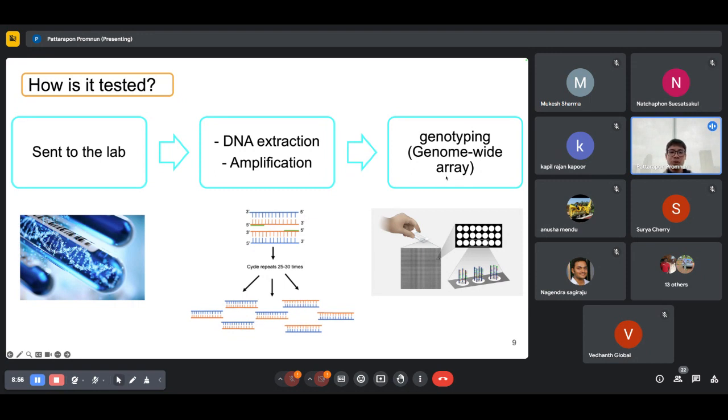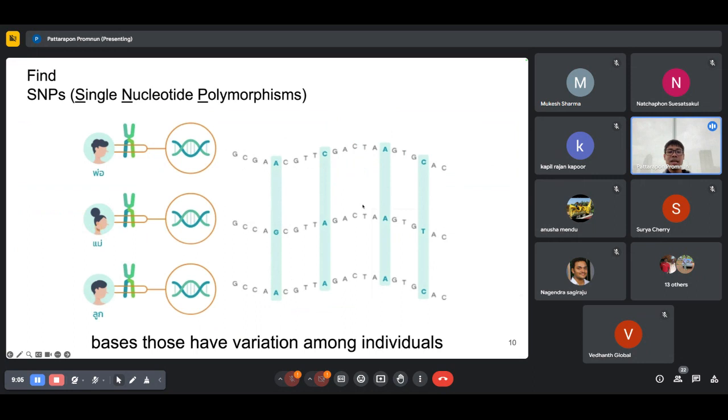And then the lab will do what we call genotyping to find the DNA sequence. This is a technique called genome-wide array. The parts of DNA that we explore include the bases that are different among individuals. We are interested in the bases that are different because these bases can result in different traits, different characteristics. So we particularly explore these parts.